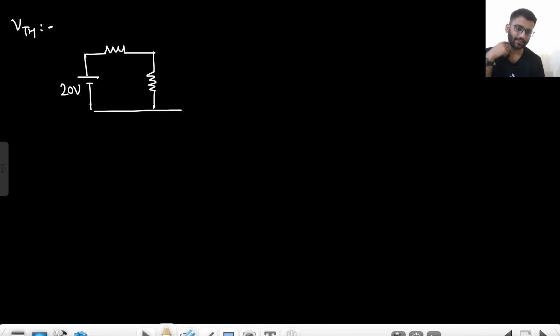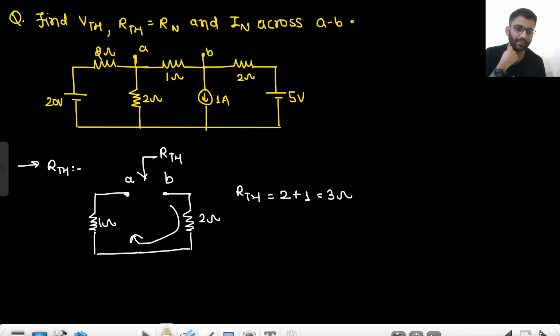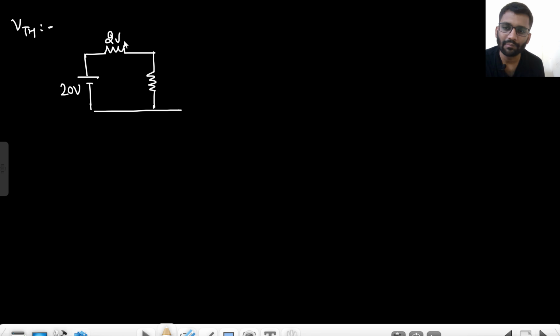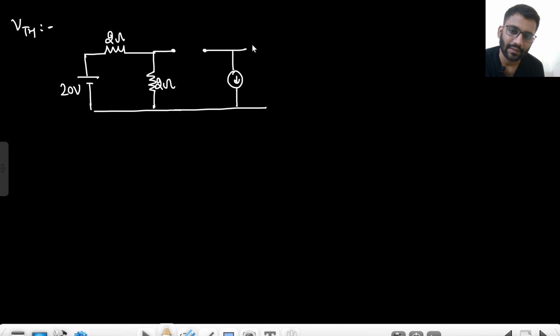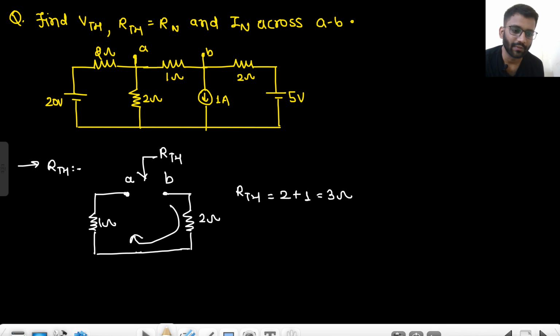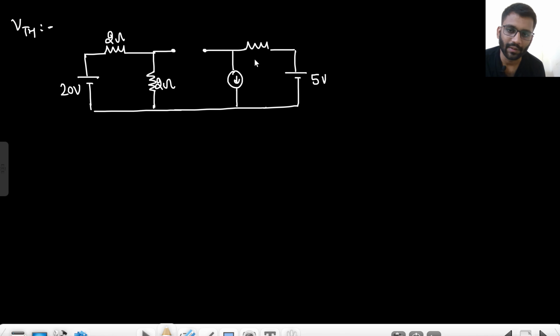I have resistances of 2 ohm and 2 ohm. Then I will just open circuit the load. Then I have a current source here, I have a resistance here, and I have a battery here. Battery of 5 volt, 2 ohm, and 1 ampere current. This is my node A, this is my node B.